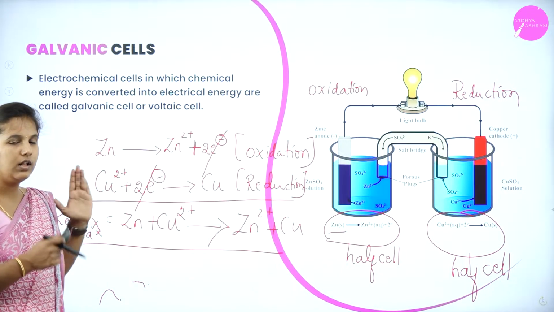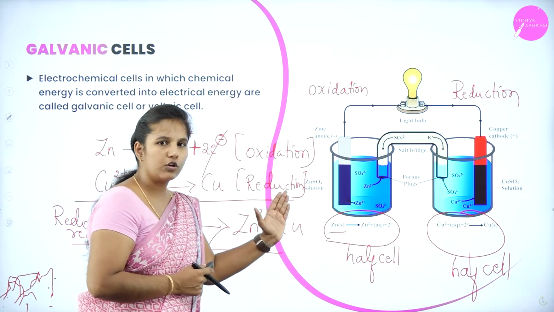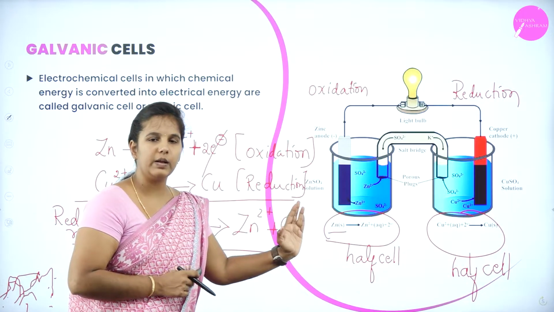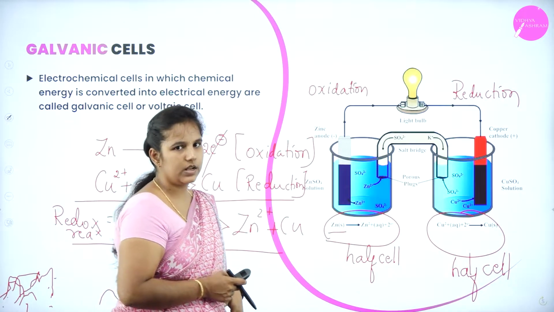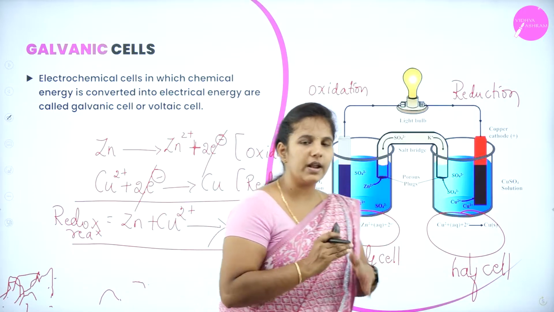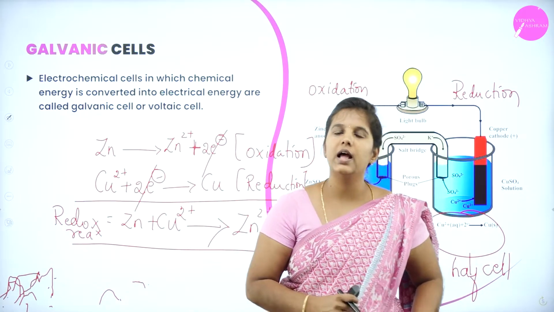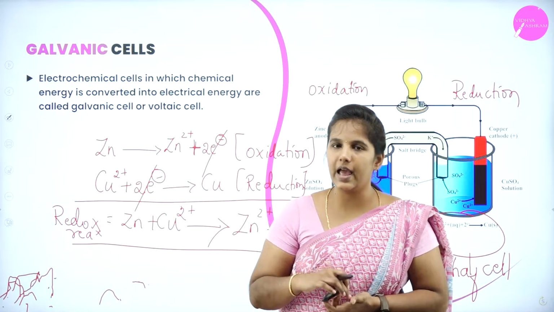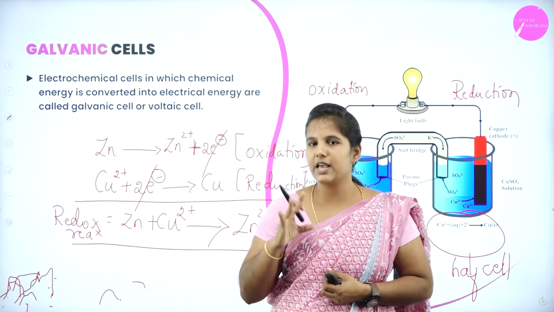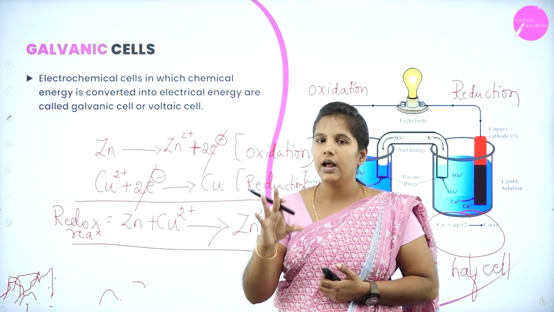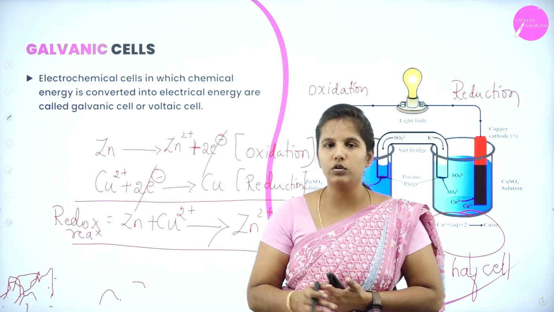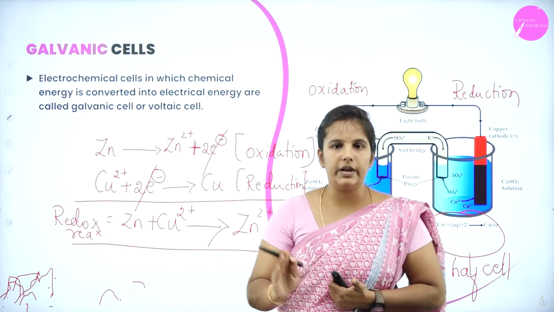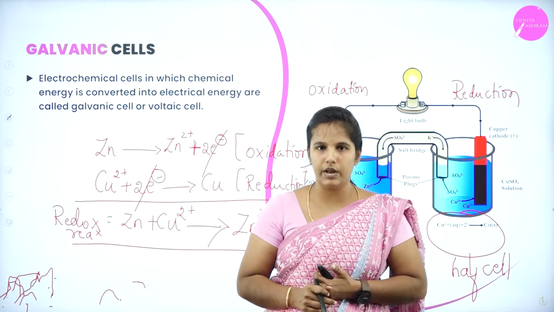Did you all understand? Remember, both oxidation and reduction take place in separate half cells. If you combine or summarize these two reactions, you will get the redox reaction. Hope you all understood the galvanic cell, what a galvanic cell is, and how the construction and working are done.